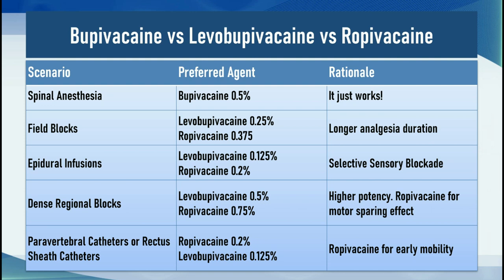For paravertebral catheters or rectus sheath blocks, again, ropivacaine 0.2% or levobupivacaine 0.125%. If you're looking for early mobility, then ropivacaine is more motor sparing. But again, everybody has their own opinions.